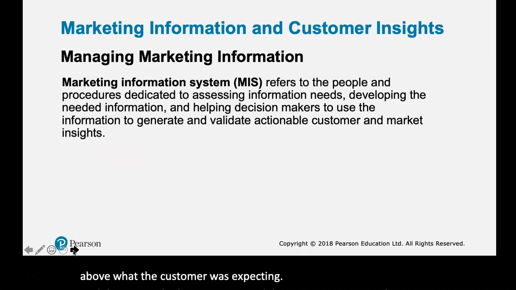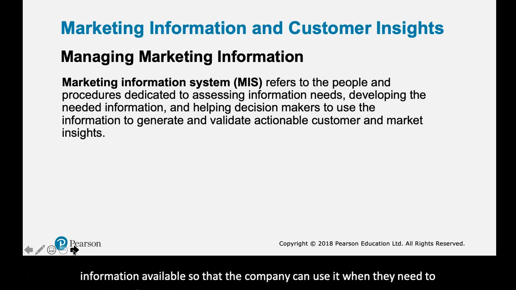Marketing information system is all about storing and having that information available so that the company can use it when they need to use it in order to create value, develop new products, customize existing products, or innovate. So it's everything from the people who collect the data to the technical computer systems that actually help put the information in order so that businesses can make decisions from that data.